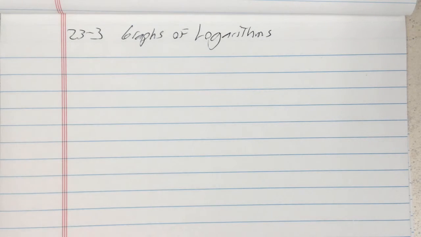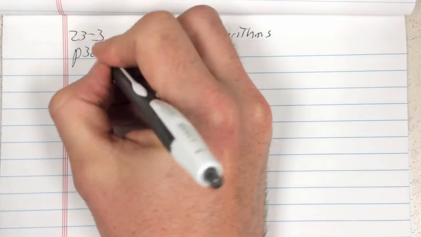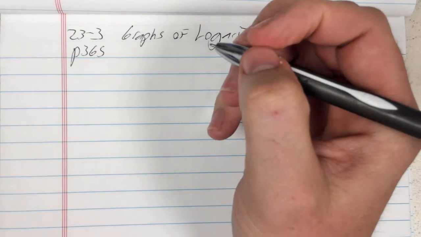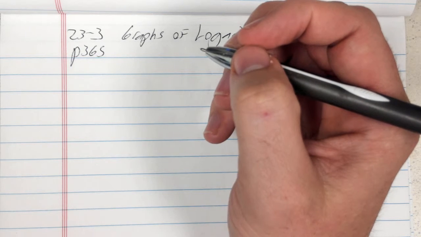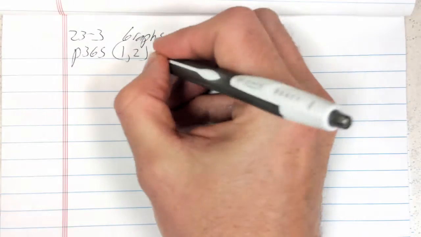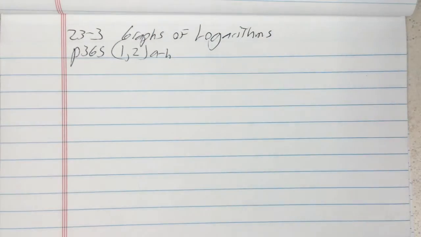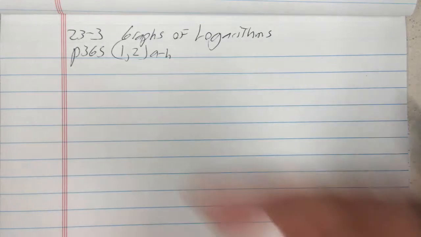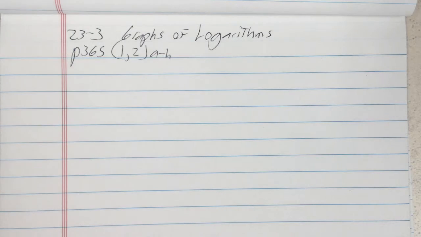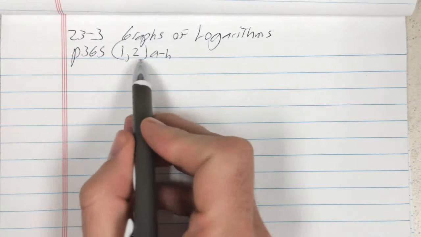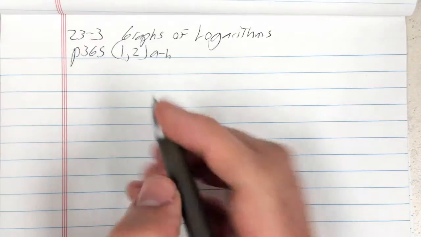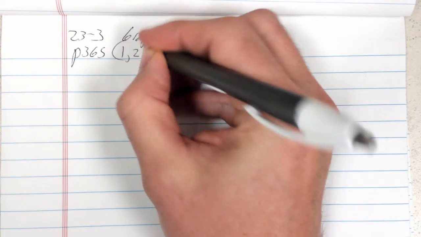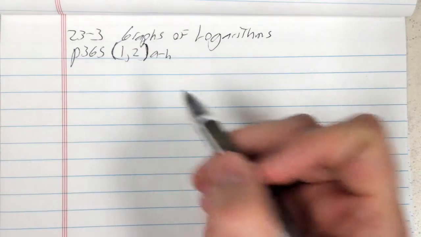Alright, so you should have done page 365, number 1 and 2, completely out. So number 1, A through H, and number 2, A through H. All I'm going to do here is just walk through the answers to that. If you haven't done 1 and 2, go back and do that. You can get some help from some notes I posted. But we're just going to walk through the answers to those two.